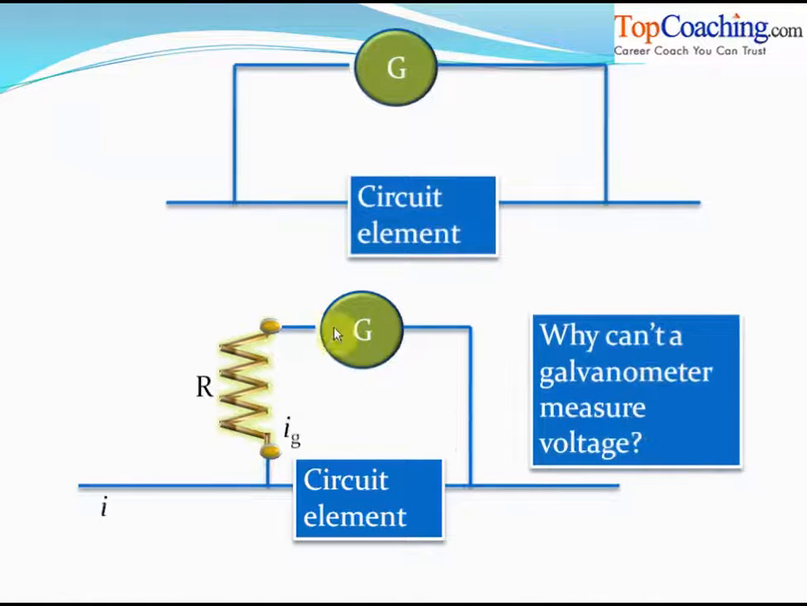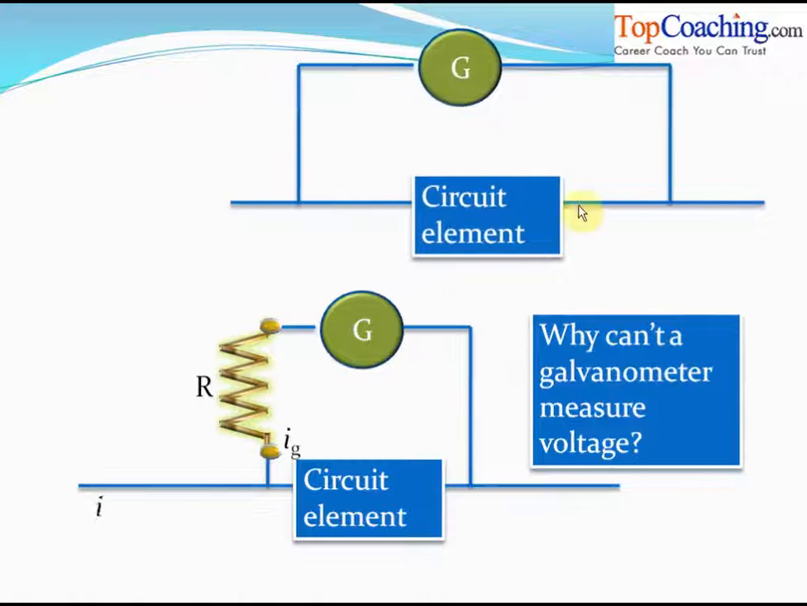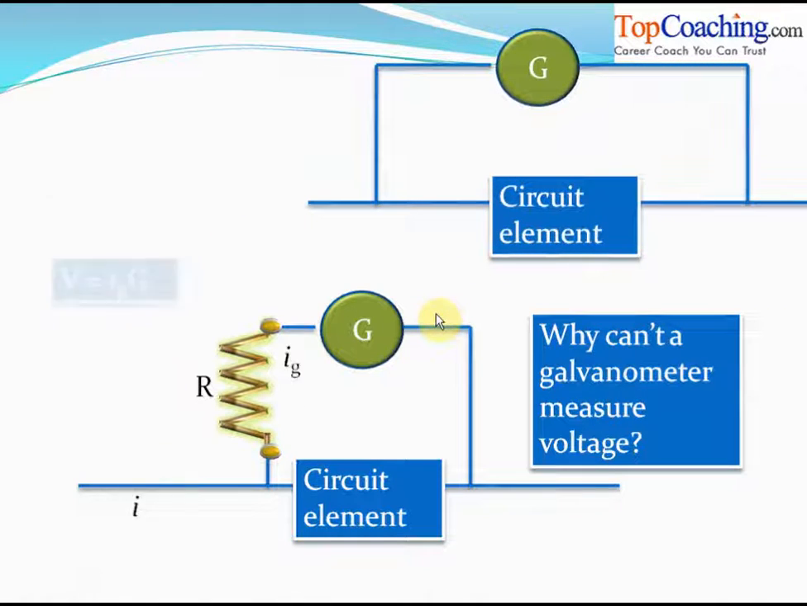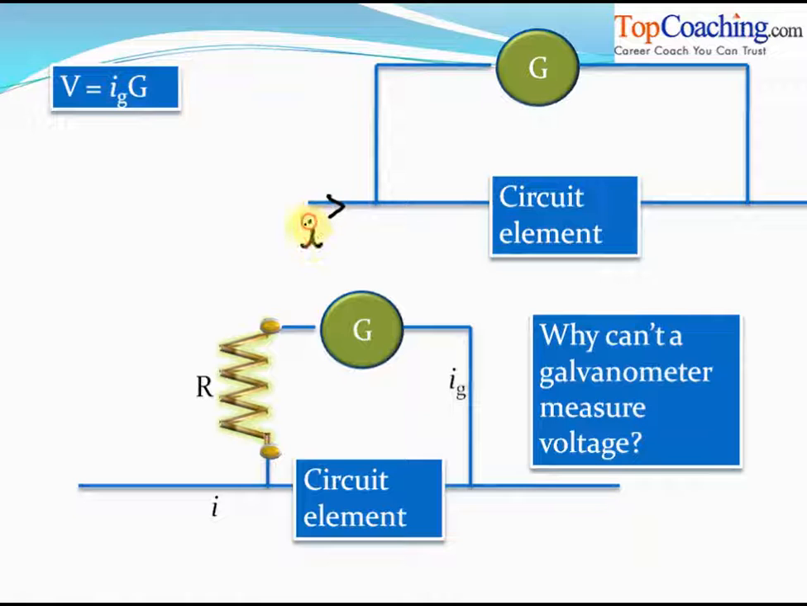Well, if we connected only a galvanometer and used it to measure the potential difference across a circuit element like this, in that case there would be one small problem. You see, the net potential difference detected by the galvanometer would be Ig into G, isn't it? Where Ig is the current passing through the galvanometer. So if the net current coming into the circuit element is I, then Ig current would pass through the galvanometer, and I minus Ig current would pass through the circuit element, isn't it?